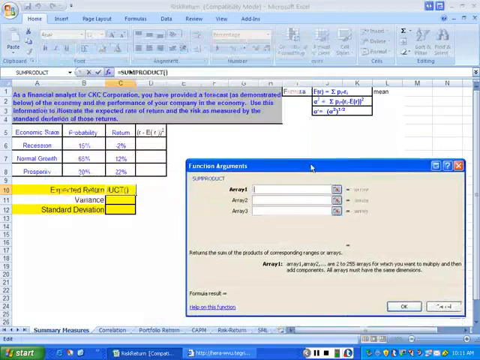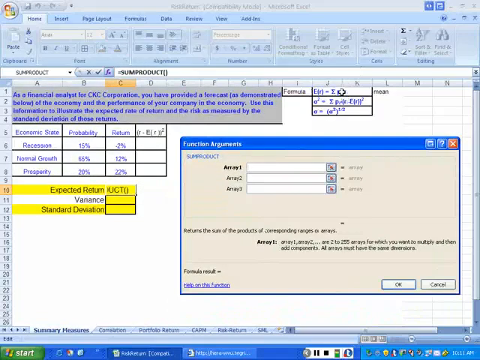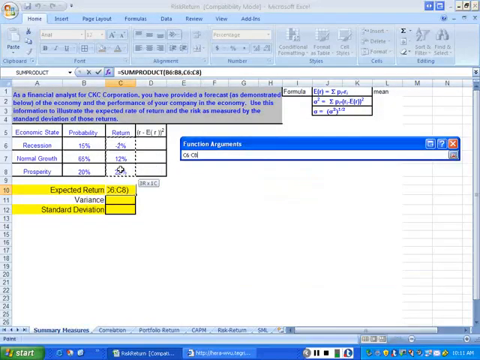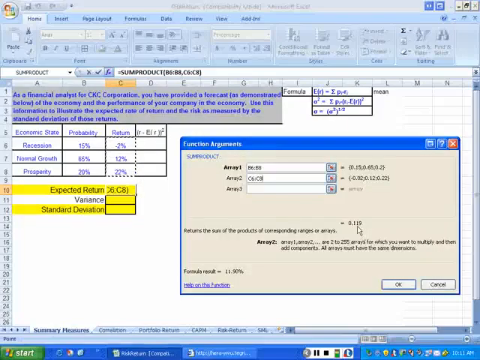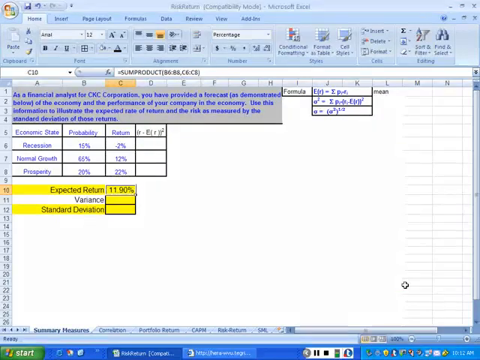Within SUMPRODUCT, it wants to know what arrays you're going to be multiplying. Well, we're multiplying, as you can see here, probabilities times outcomes. So array number 1 is going to be my probabilities. Array number 2 is going to be the return in each of those corresponding instances. And when they add up, it's going to give us an 11.9% expected return as given by the formula for expected return. So on average, 11.9% is where you anticipate that you're going to be. That's what we're going to give as our measure for return: the expected return.